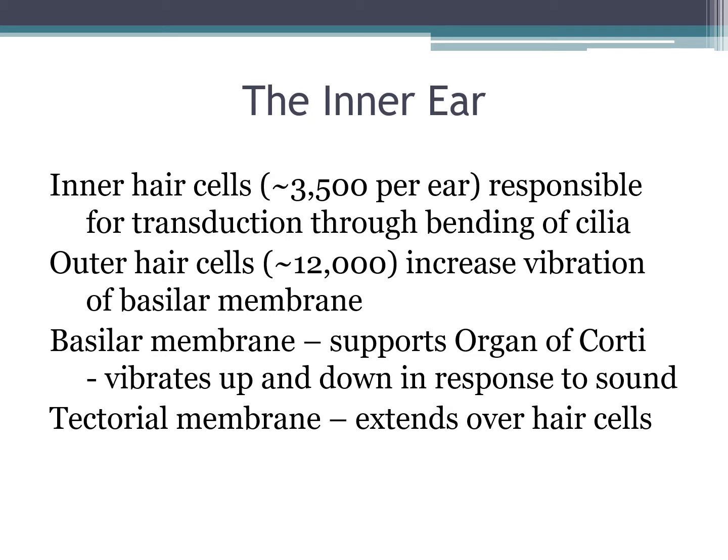Cilia means hair, and they look like little cells with little tiny hairs on the top. Those cilia are bending back and forth, depolarizing and hyperpolarizing. We also have outer hair cells, about 12,000 per ear, that are going to increase the vibration of the basilar membrane for the specific frequencies of sound that we want to hear. And we're going to talk about those again.